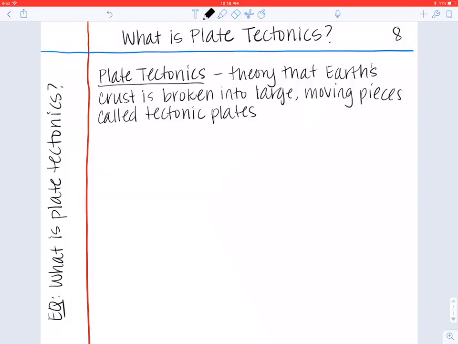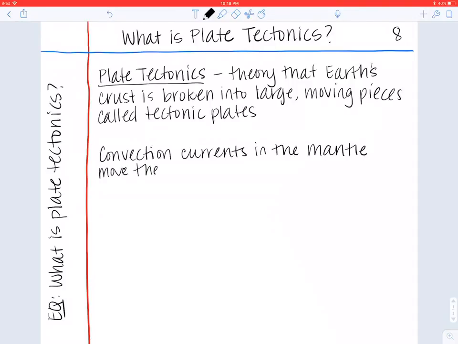Now, those plates are what is moving. So when we say that the continents are drifting, those continents are located on tectonic plates, and the plates are what is moving. So those plates move because of convection currents in the mantle. So convection currents in the mantle move the plates. So that's how we see tectonic plates moving. That's how continental drift occurred. There is convection in the mantle. Remember, that's the layer underneath the crust. Convection in the mantle is what moves those plates.